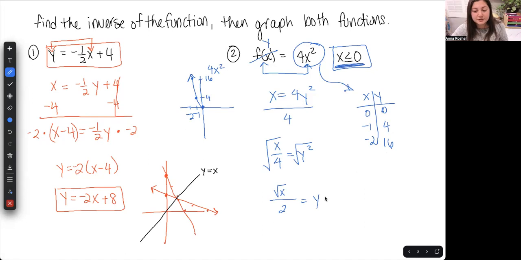My inverse function, this one, is going to have, whoops, that was not correct. I wanted x and then y. Really, my inverse function is going to have these numbers in for x and these numbers in for y. So I'm going to go 0, 4, 16 on x and 0, -1, -2 for y.